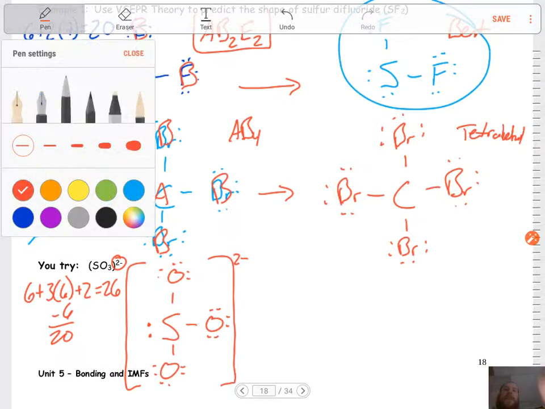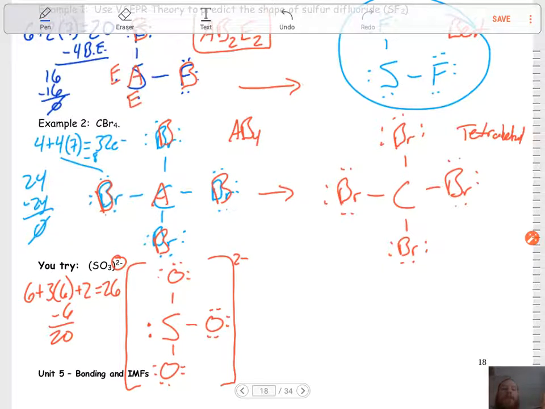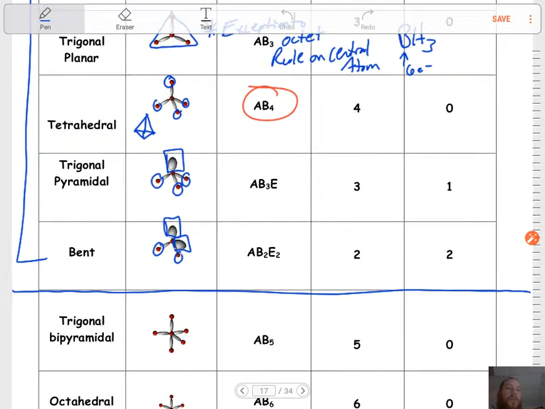If you don't have those, you will not receive credit. Now, we got to figure out what this shape looks like so we can draw the final shape to reflect that. Okay, so I've got my A here, so I know it's going to be A something. Here's a B, here's a B, here's a B, so I've got B3. And then look, I've got this lone pair, so that's an E. So AB3E is what my formula is going to be. Oh, look, this is that trigonal pyramidal.